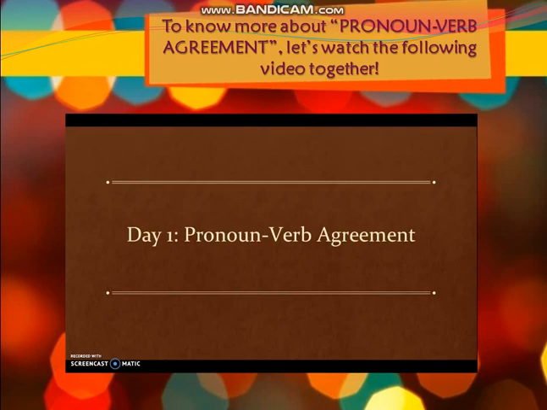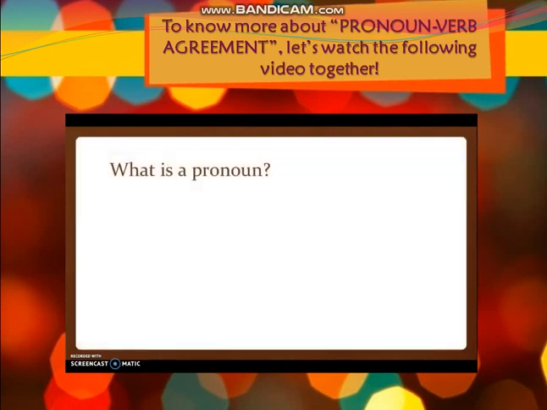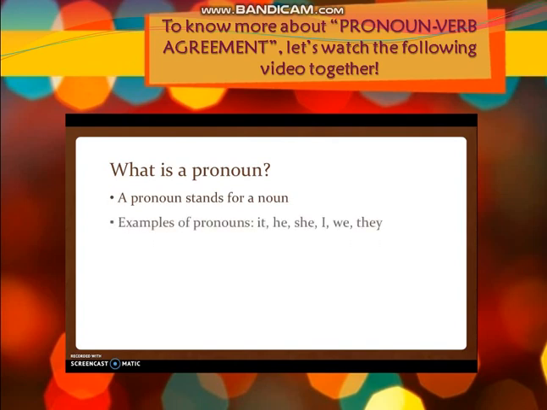Alright, this week we're going to be talking about pronoun-verb agreement. This will be very similar to what we've already talked about with subject-verb agreement. First, let's review. What is a pronoun? A pronoun stands for a noun. It takes the place of it in a sentence. Here are some examples of pronouns. It, he, she, I, we, or they.